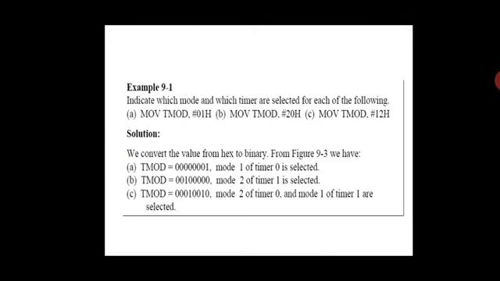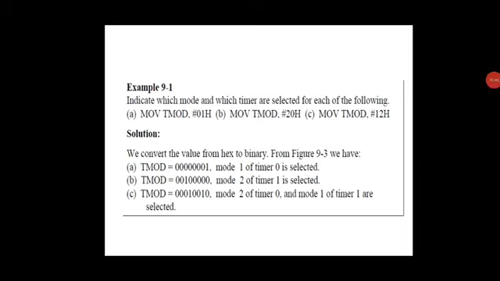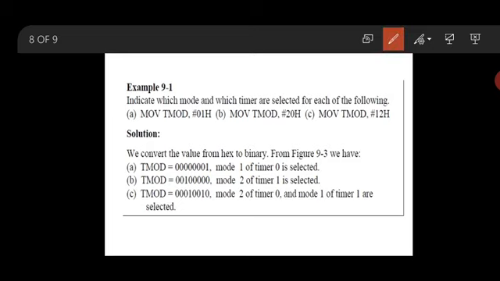Now in this slide we'll see a simple example. Look here: you need to indicate which mode and which timer are selected for each of these. The very first instruction is MOV TMOD, #01. TMOD is the register into which 01 is copied. Look at the bit combinations given previously: GATE, C/T, M1, M0. These are the bit configurations you need to indicate.